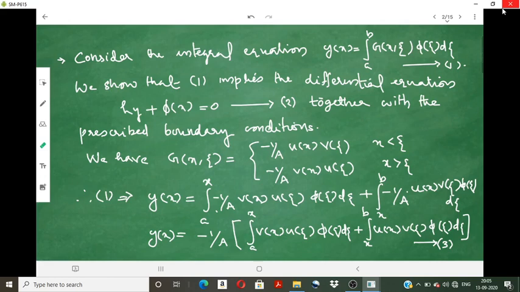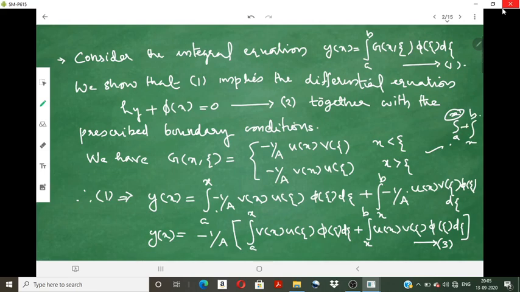In order to get the differential equation, we have to find the derivative of equation number 1. Before differentiating, we expand the integral by applying the definition of the Green's function. We have to split the integral. The variable of integration is theta, so we split the integral from a to b with an intermediate point x: integral a to x plus integral x to b.